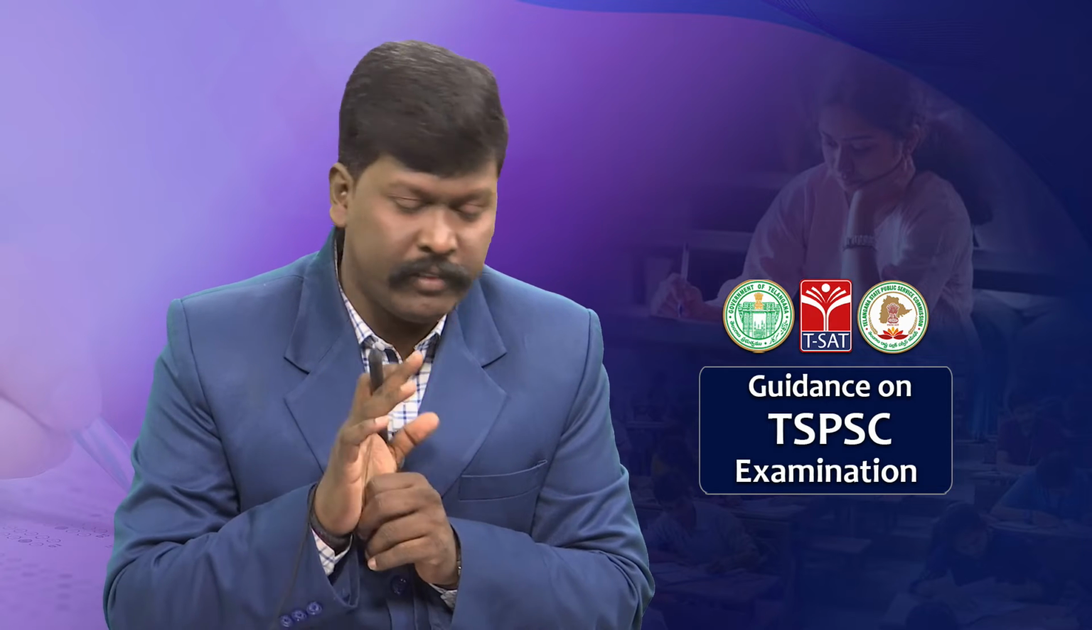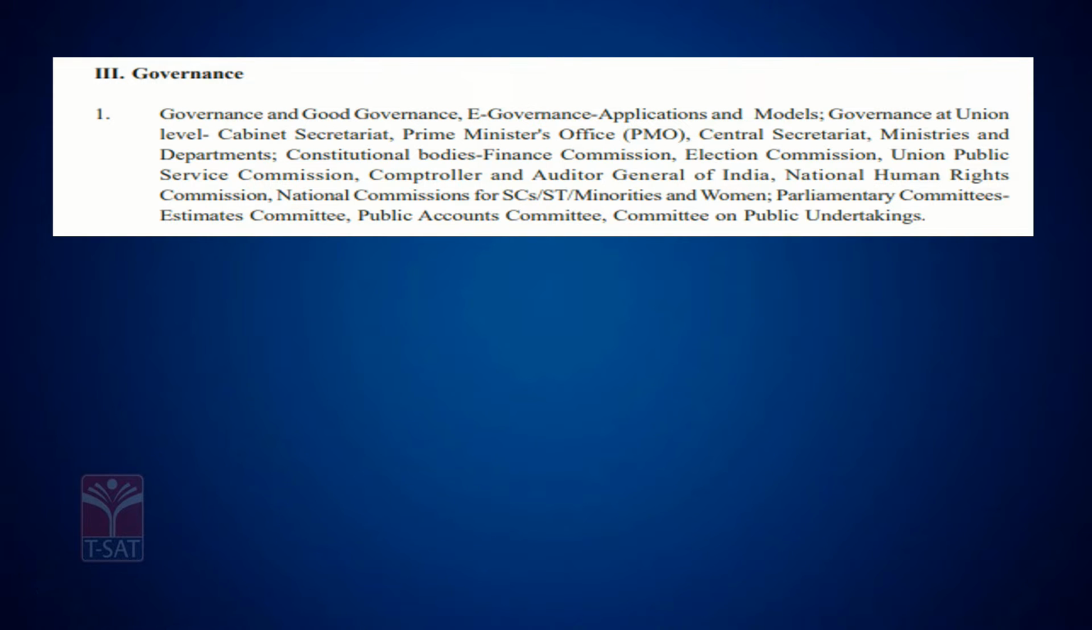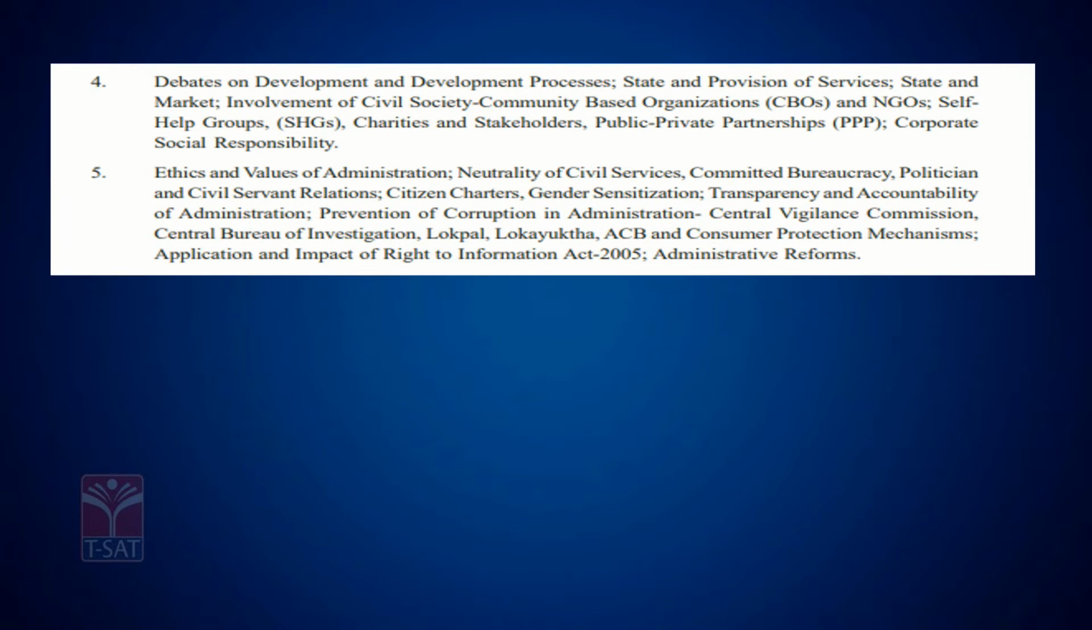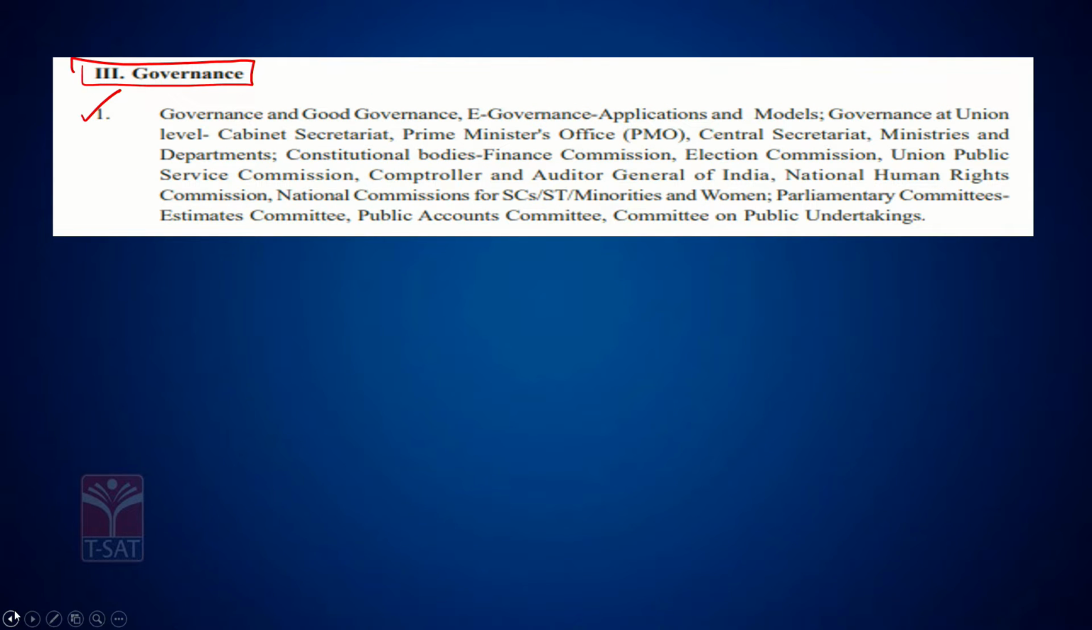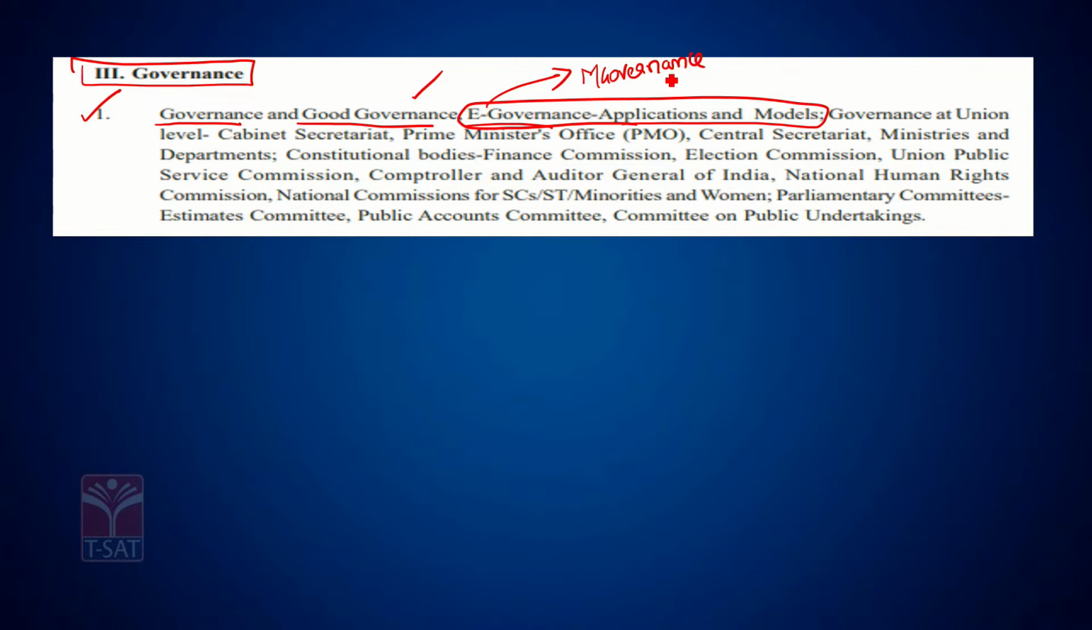Let us see the syllabus of governance. If you look at the syllabus, topic 3 of paper 3 is divided into 5 chapters. In chapter 1, the topic starts with what is governance and what is good governance. What is e-governance, its applications and models of e-governance? Very, very important. These days, the upgraded version of e-governance is m-governance. What is e-governance, sir? E-governance is electronic governance. Now, what is m-governance? M-governance stands for mobile governance.